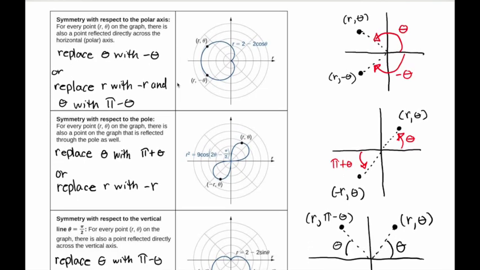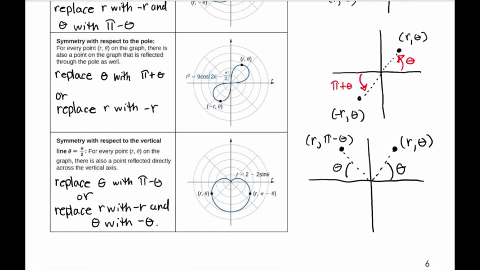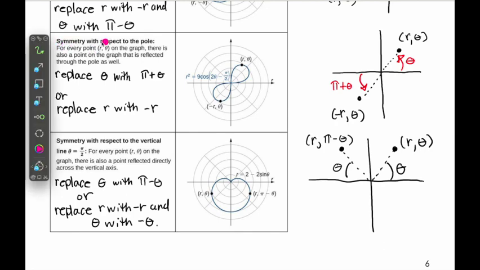Okay, so let's look at this picture here. When we look at symmetry with respect to the pole, this is what it might look like. Something like this, where for every r theta on the graph, we have a negative r theta on the graph. And another way we could look at it, which was just stated in that property, is that you could replace theta with pi plus theta. So if I replace theta with pi plus theta and I get the same equation back, or if I replace r with negative r and I get the same equation back, then we have symmetry with respect to the pole.